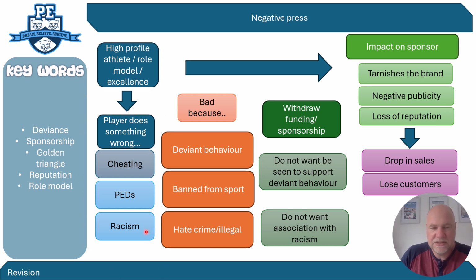Generally the exam question will tee it up and say, why might they withdraw this funding? And you say, well, if the player's done something wrong, you're referring to one of these. If it's something like performance enhancing drugs or cheating, it's bad because it's deviant behavior, or because that person then becomes banned from the sport. If it's something like racism, it's bad because it's illegal, it's a hate crime. So you need to read the question carefully and think, why is their behavior bad? Then, why the business would withdraw their sponsorship.